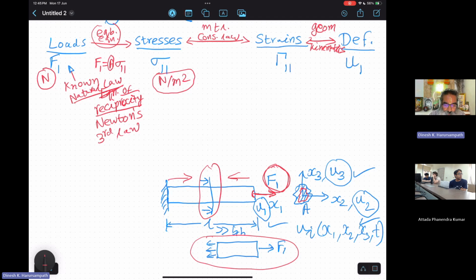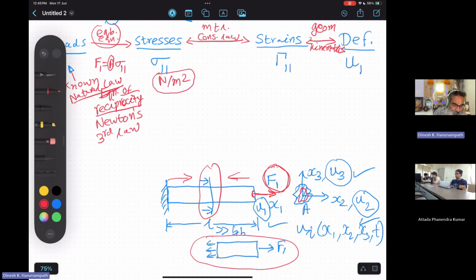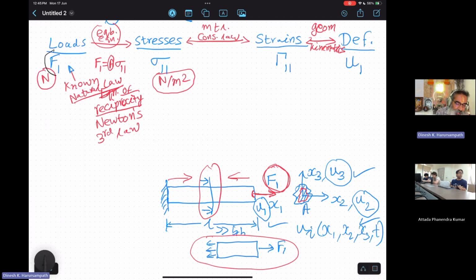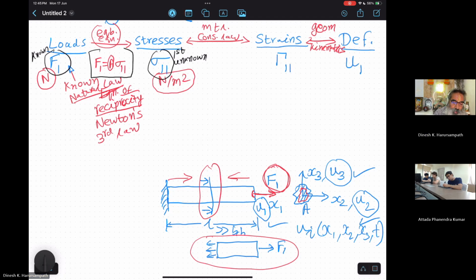So now we have been able to move one step. We have started with a known quantity, which is your F1. And we have got the first unknown, which is your sigma 1,1, because of this equation that we had, which is the equilibrium equation. Okay, so we have made one step forward towards the solution. Our primary goal is to determine the U1.